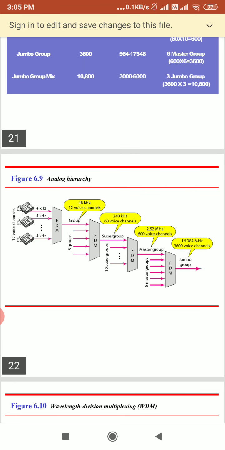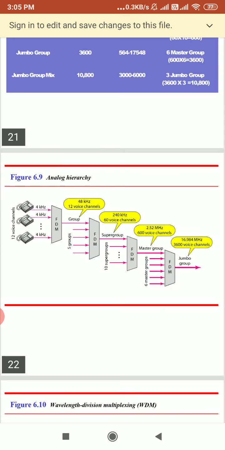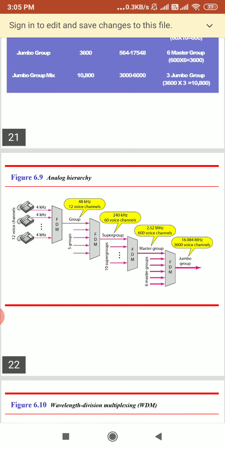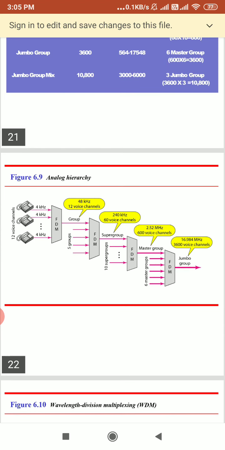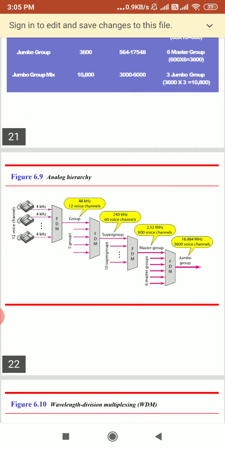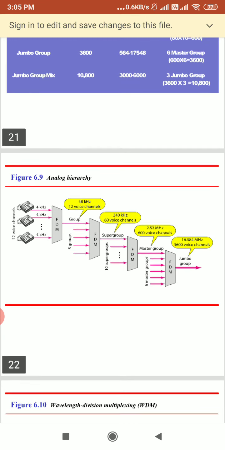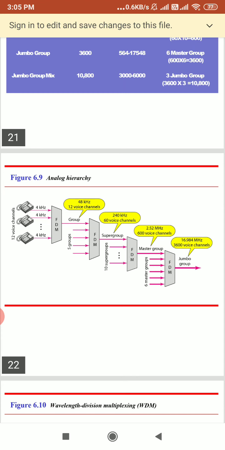So at a higher digital signal level we will get a higher data rate. Different transmission media can be used for different digital signals. For example, if we are using a higher digital signal level, we can use fiber optic cable or a microwave link. So here we will see the AT&T hierarchy, which is shown in the diagram, figure 6.9.